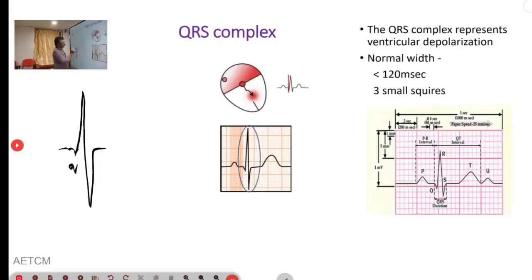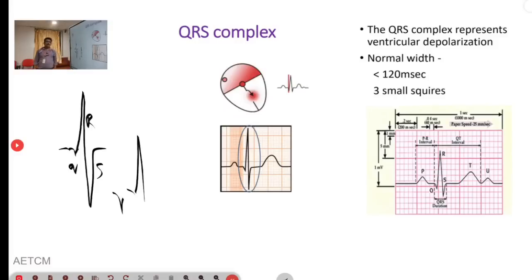This is Q, R, S. Depending on the leads, it can vary. So sometimes Q can be deeper also. Sometimes there is no Q, only R can be there. That depends on the lead, it can change.